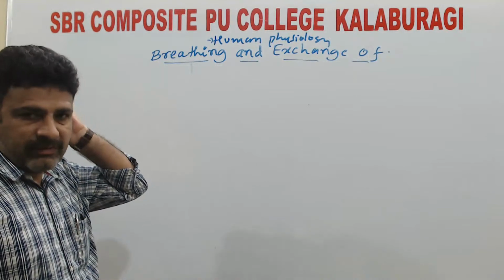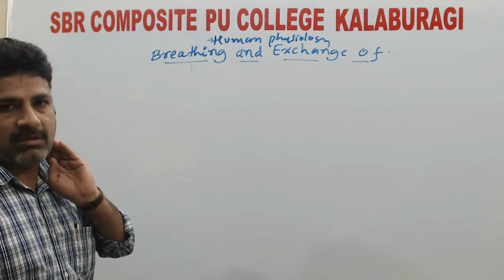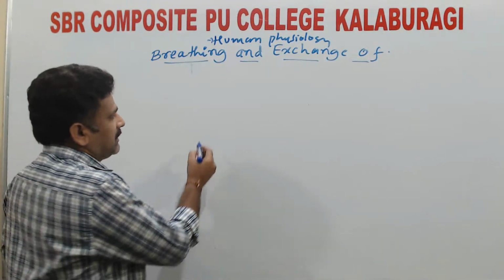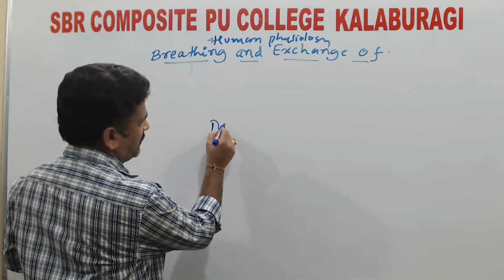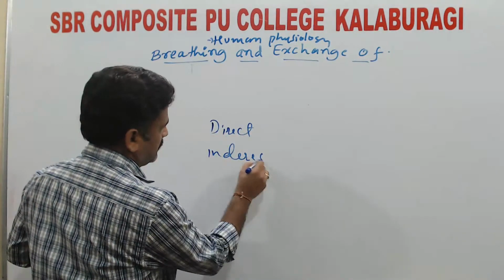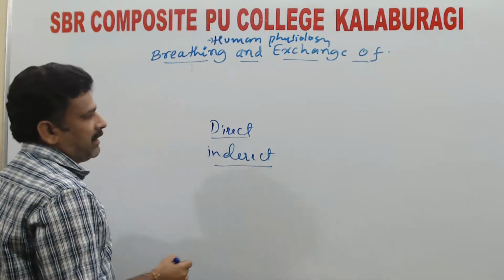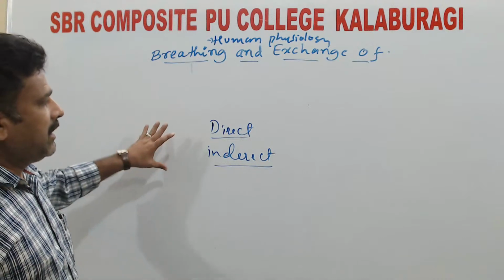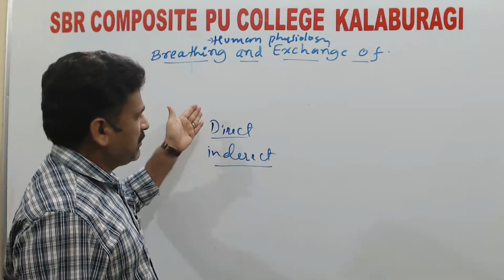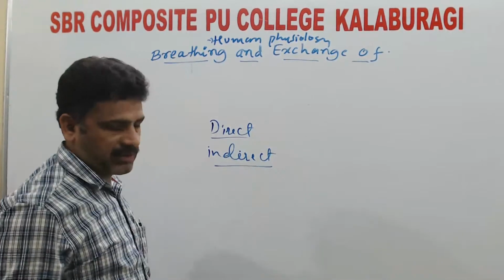So one of the students has asked whether direct and indirect respiration is called anaerobic respiration. But see here, direct respiration is different and indirect respiration is different. And aerobic respiration is not related to either. There is no relationship between direct and indirect respiration processes.